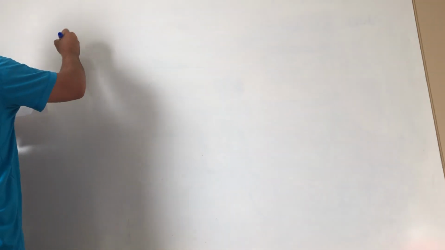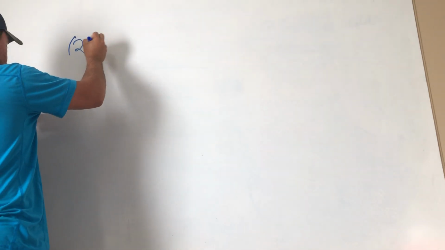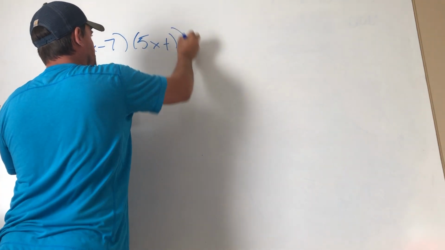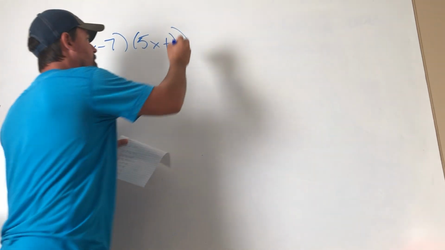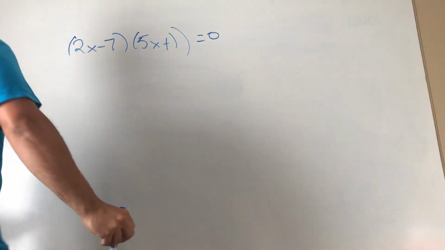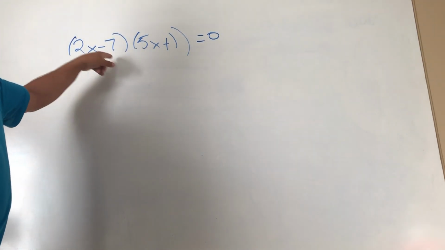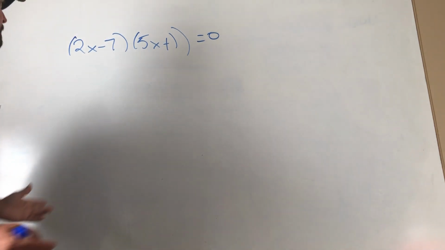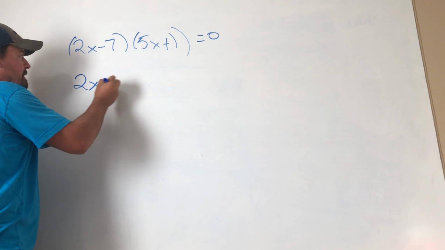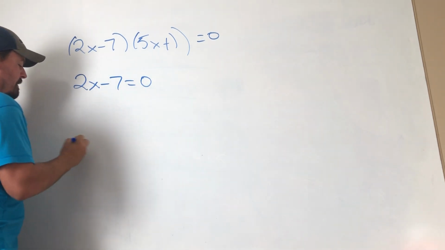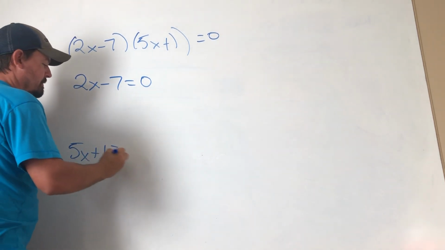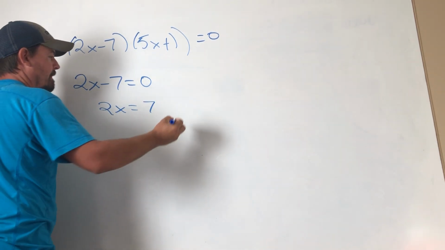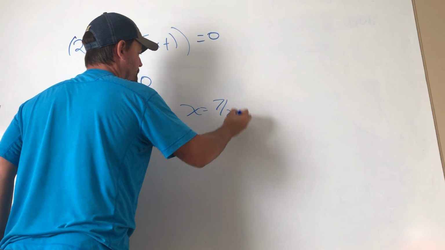Let's look at 2x minus 7 times 5x plus 1 equals 0. Now, if I get in this situation, is there any need to refactor it, or FOIL it and then try to put it in the quadratic equation? No, you already have your pieces for you. All you have to do is simply say 2x minus 7 equals 0, 5x plus 1 equals 0, and solve it. So here you can go 2x equals 7, x equals 7 over 2 is your answer.